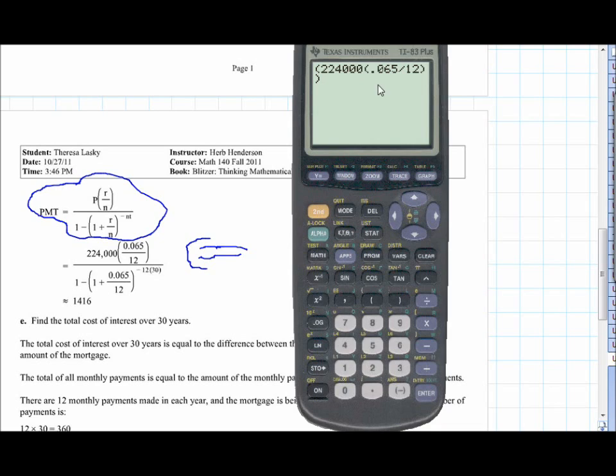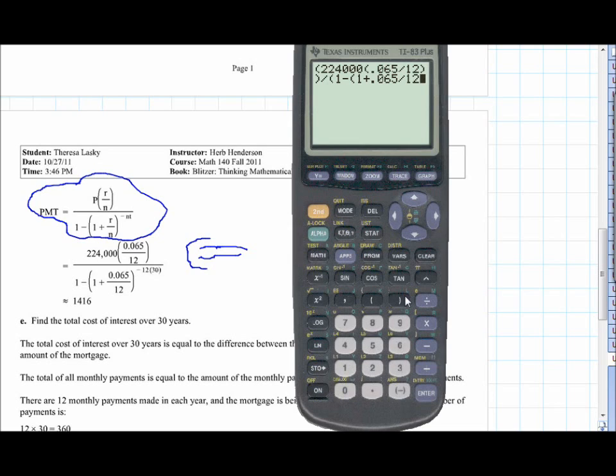Okay, now I need the denominator, and I need to divide, and I'm once again going to put everything down here in parentheses, which is always a good practice with a calculator. 1 minus, and we put parentheses, 1 plus, and 0.065 divided by 12. Parentheses.